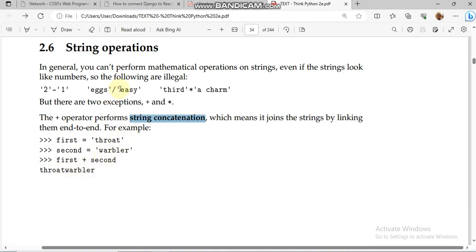So addition is used to perform string concatenation on strings, which means if I have a string such as '2' and another string such as '1', and I add them, it will return '21' as a string and not as an integer. So that is for addition.